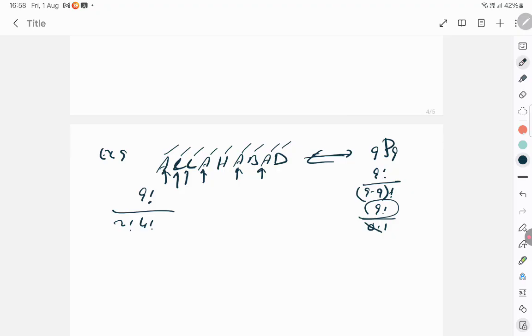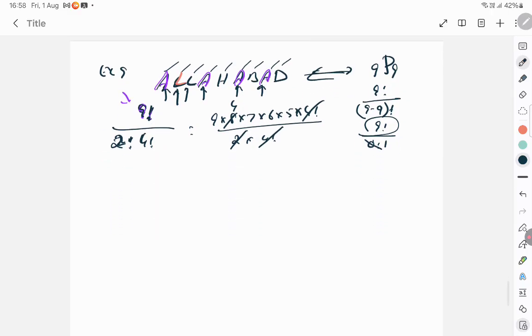Whichever is repeating, L is getting repeated twice, you obviously cannot juggle that. And A is getting repeated how many times? 4 times. So you can see 1, 2, 3, 4. Obviously you cannot juggle among the A's. But when you write 9 factorial, you juggled everything. You juggled all the 9 alphabets. So you have to divide it by the unnecessary juggling that you did, like 2 factorial and 4 factorial. So 9 into 8 into 7 into 6 into 5 into 4 factorial by 2 into 4 factorial, where the 4 factorials get cancelled. Then multiply and write the answer.